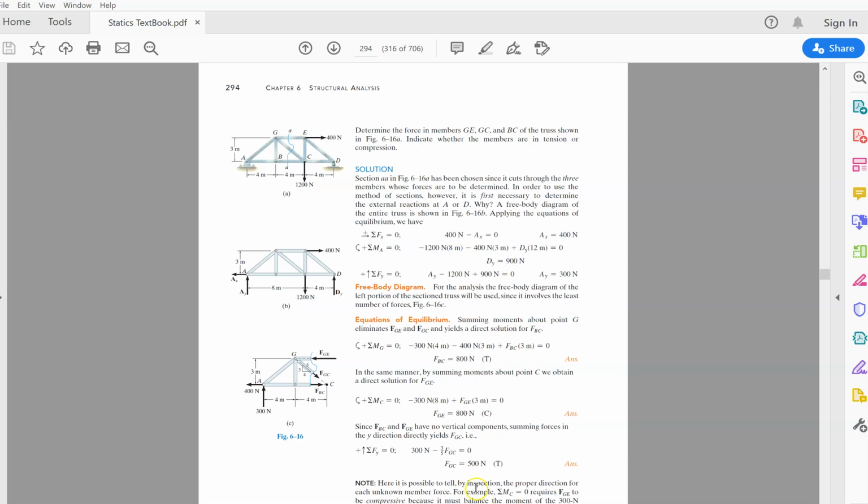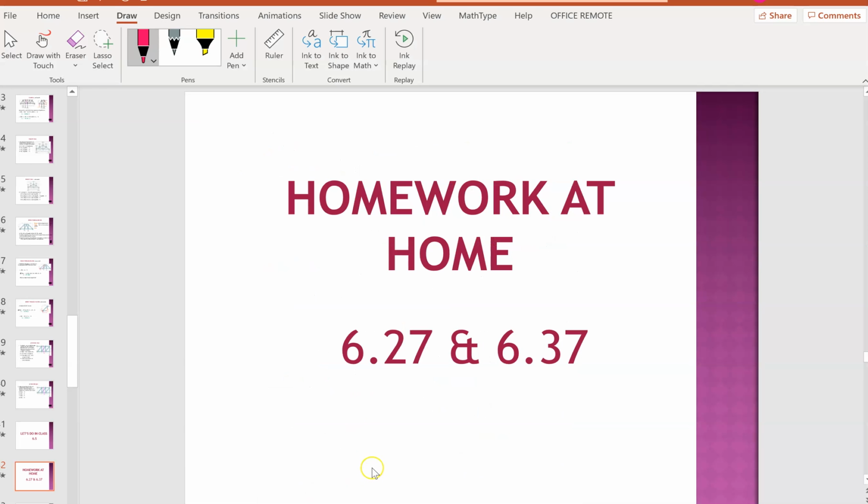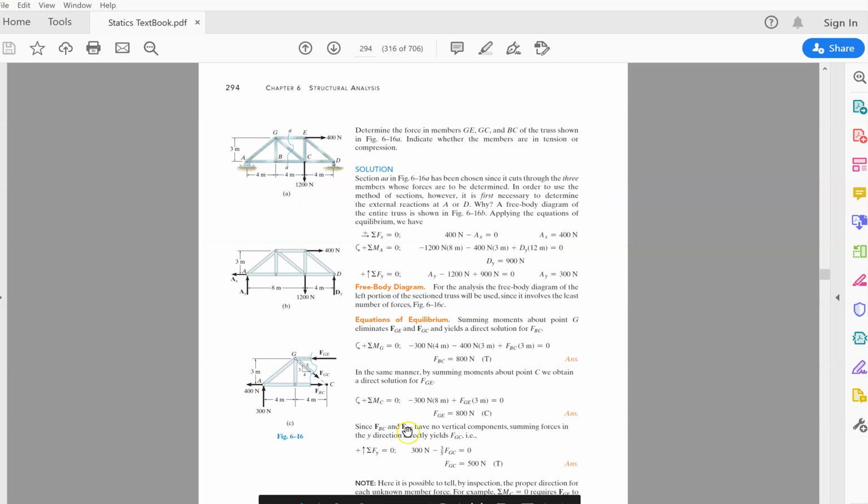With this, we have completed chapter 6.4. Your homework will be to redo example 6.6 and example 6.7. Upload it in the link that is below. Thank you.